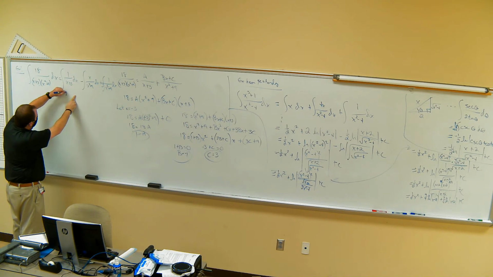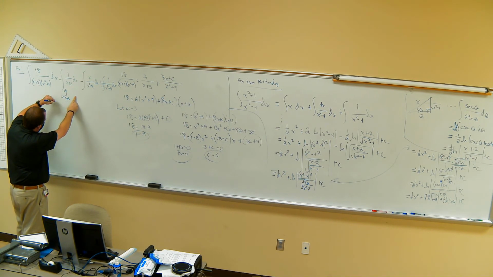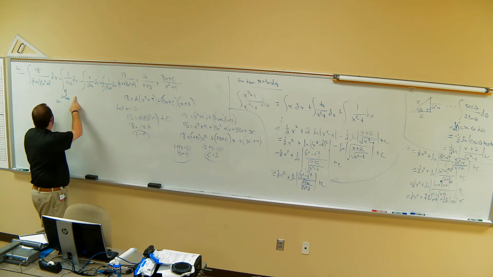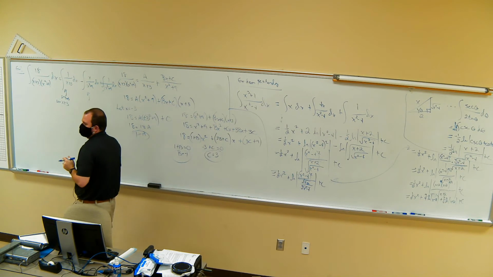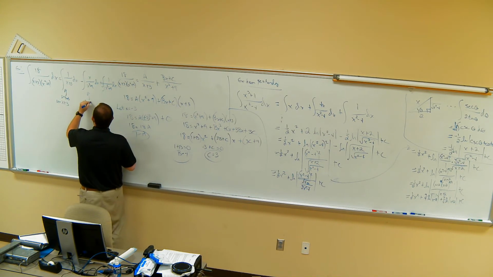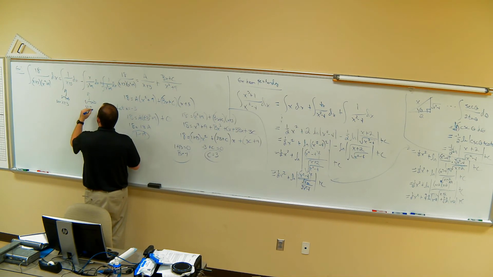Use of u. Yeah. With u equal to x plus 3. Good. Here, what would you do? You said u. x squared plus 9.